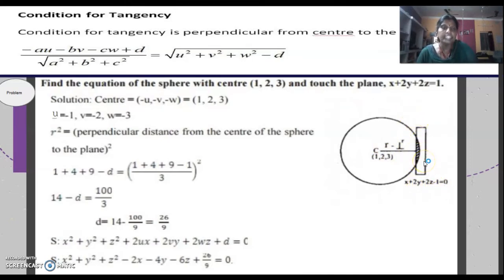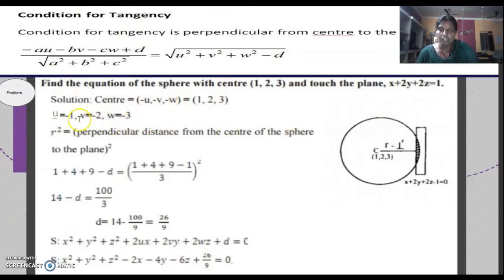We have to find the equation of a sphere. The center is given and the touching plane is also given. This is our aim. First, we know that the center of the sphere is (-u, -v, -w). Already they have given (1, 2, 3), so this center is (1, 2, 3). That is, u = -1, v = -2 and w = -3.